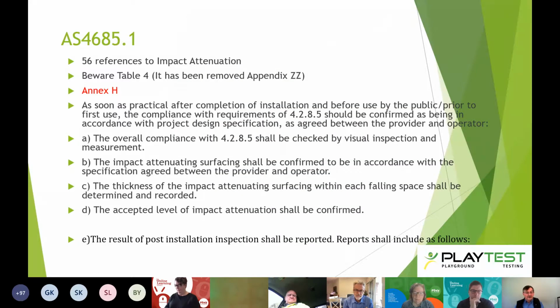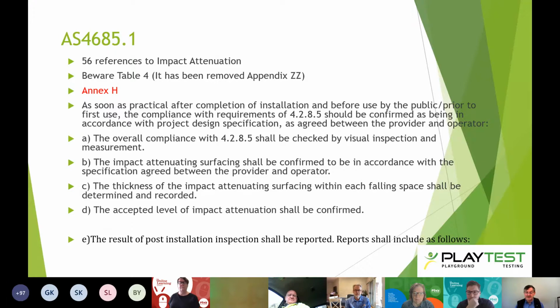So what I'm going to do now is talk about a few things to do with the standards. 4685.1 has Annex H, which is normative. You either have informative or normative. Normative means that it's part of the standard, it's included in the standard. It's like a to-do list for impact attenuation. It tells you what you need to do.